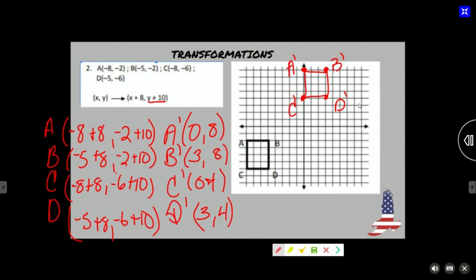Shape stayed the same. Sometimes they're going to get bigger. Sometimes they're going to turn. Sometimes they're going to flip. But not in a translation. Shape stayed the same. It just slid up and right. Okay?